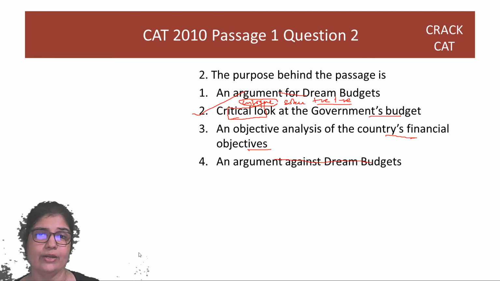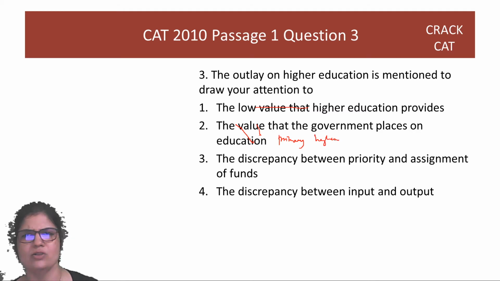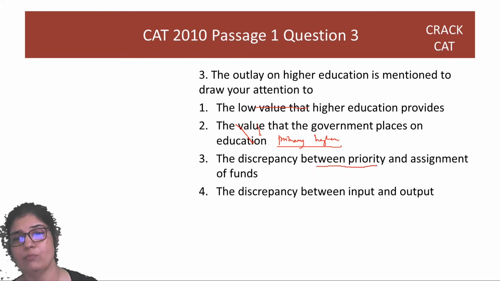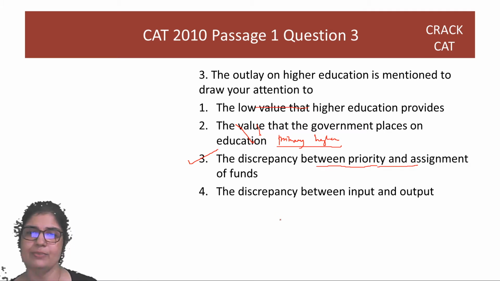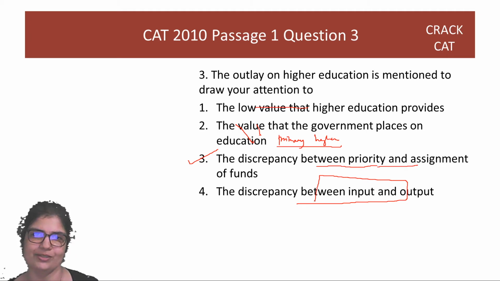So, again, now let's look at options. The low value that higher, no, we are not saying, see, this is negative. We are not saying that higher education provides any sort of high or low value, right? We spoke about the example to say that we should have spent on primary, but we are spending on higher education. That's all we want to say with that example. So it's a discrepancy between what is important and where it is assigned. So the answer is option 3. Discrepancy between input and output, no way. Then what is the input, what is the output here, right?